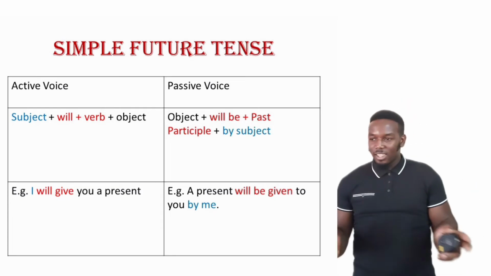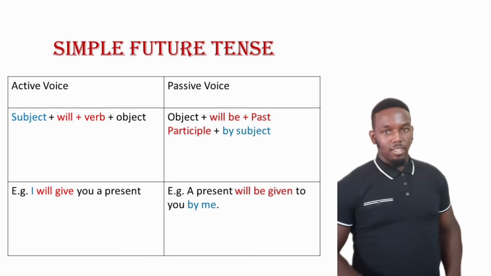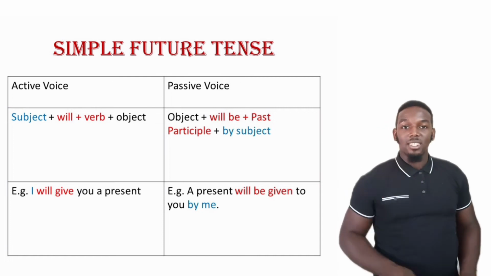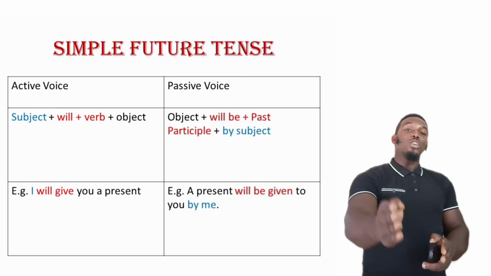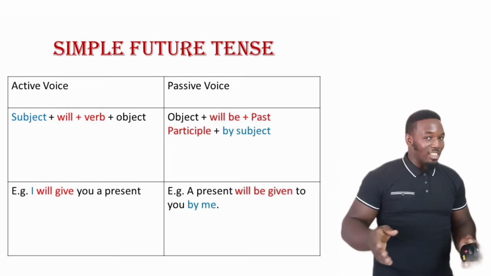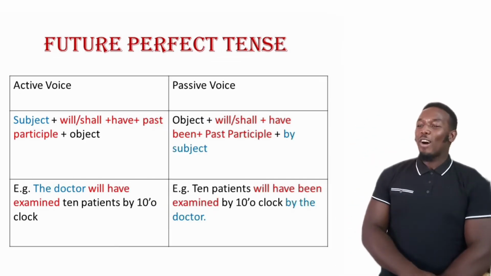So the example, simple future tense: I will give you a present. If you subscribe to my YouTube channel, I will give you a present. Now, passive voice: a present will be given to you by me if you subscribe to my YouTube channel and like the video. You got that one? Good. Let's move on to the next one.